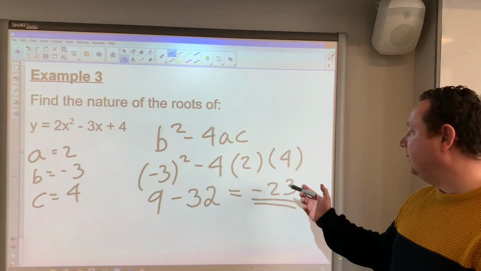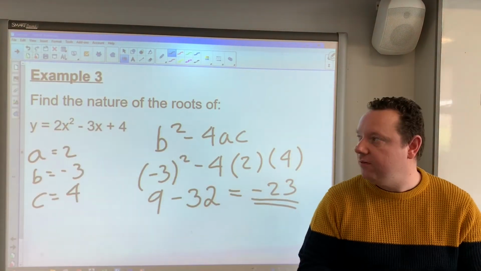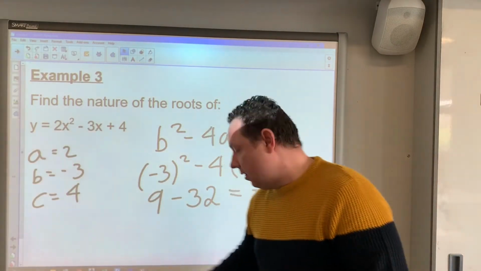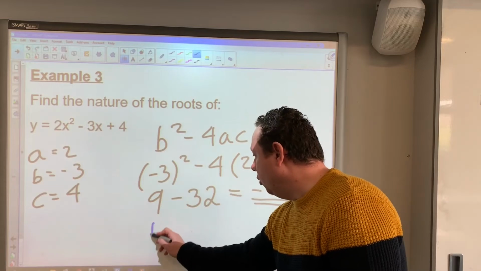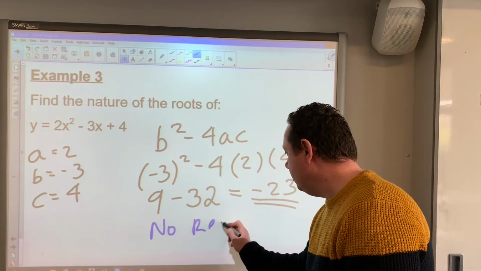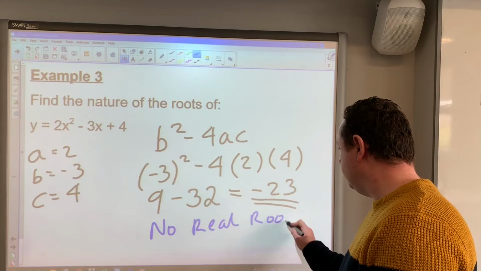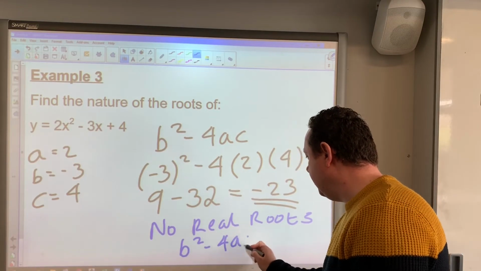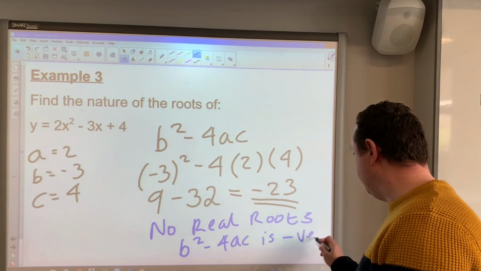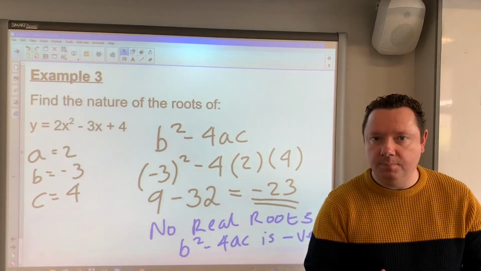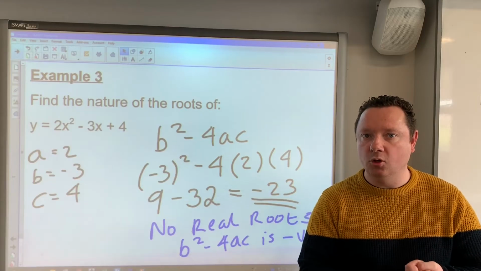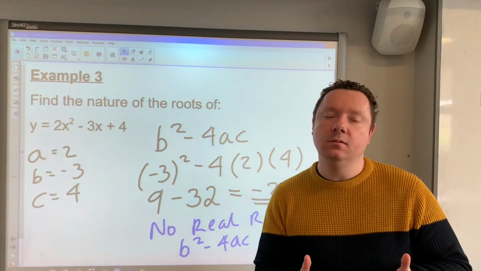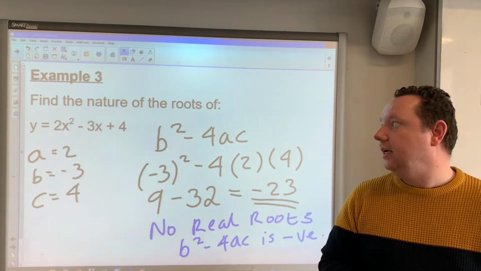So our discriminant this time is negative, and we know that if it's negative, I can't then square root the answer, so I can't find any roots. So I write down that there are no real roots, because b squared minus 4ac is negative. And that's your 3 basic examples covered: when it's positive, when it's 0, when it's negative. And we'll do one common problem solving question as the next example.